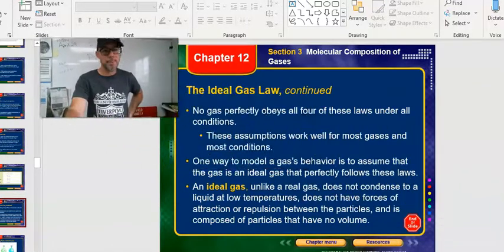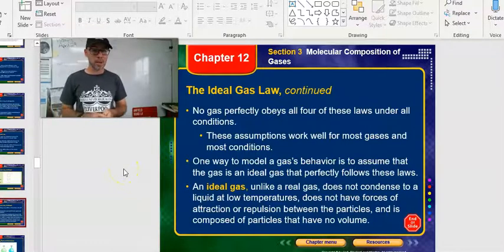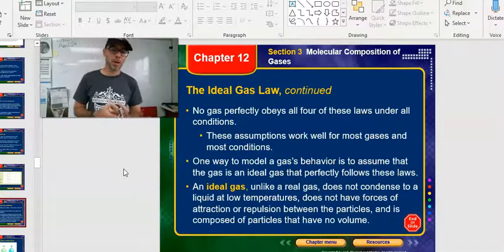One way to model a gas's behavior is to assume that the gas is an ideal gas, which is not true. But hey, it works. And that it's going to follow these laws. Ideal gases, unlike real gases, do not condense to a liquid at low temperatures, do not have forces of attraction or repulsion between the particles, and are composed of particles that have no volume.